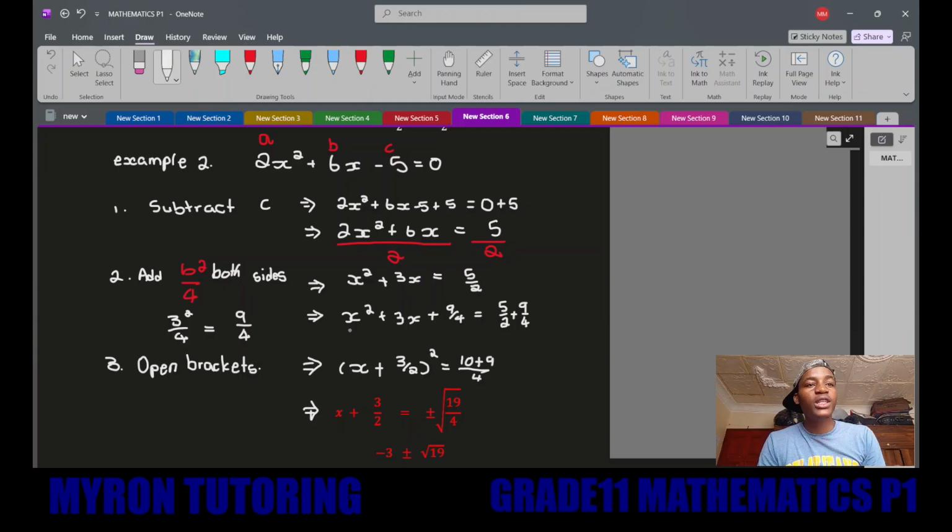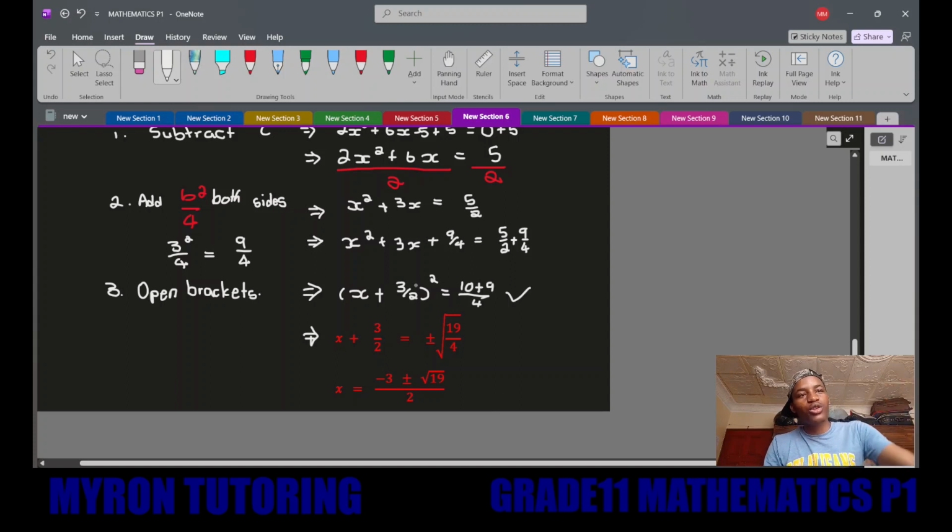And from there, you do the steps that we did before, which is add b squared over 4 to both sides. Then from there, you can just use one bracket. And in that bracket, you will have x plus b over 2, all squared, as we have over there.